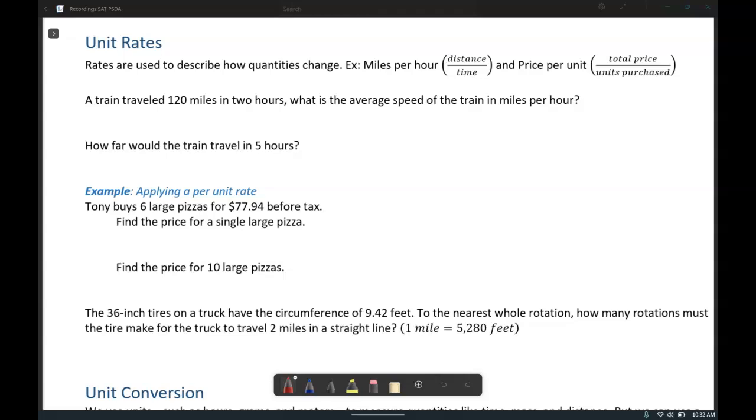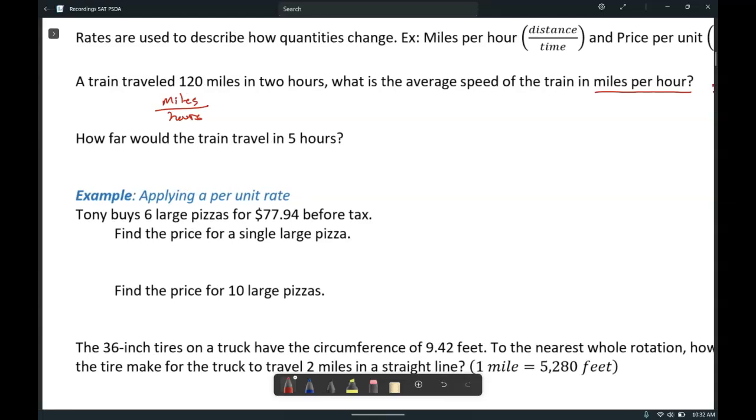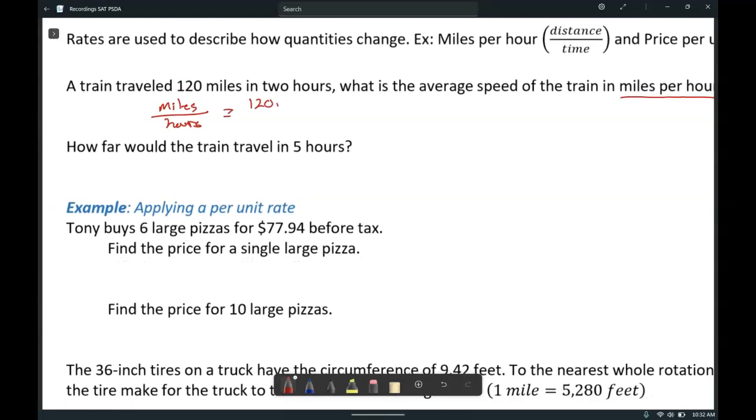So for example, a train traveled 120 miles in 2 hours. What is the average speed of the train in miles per hour? Our unit rate wants us to find out how many miles were traveled in just 1 hour, and that's how we get speed, many common unit rates. So we look at our ratio, and we know that we're comparing miles to hours, and our original ratio is 120 miles in 2 hours.